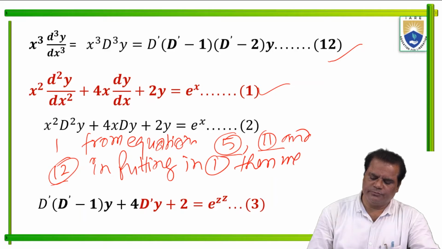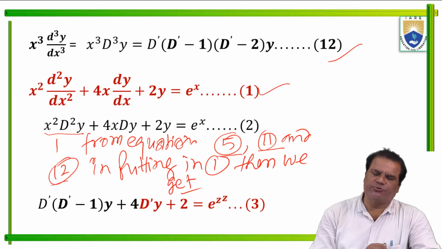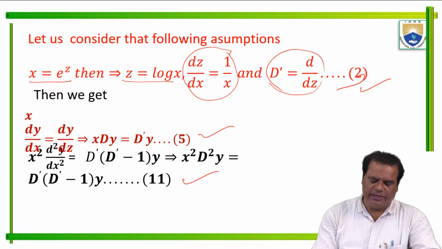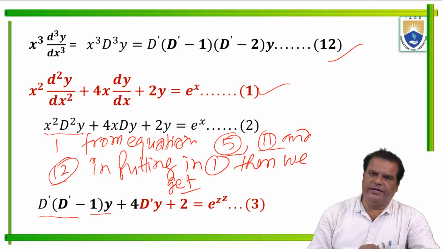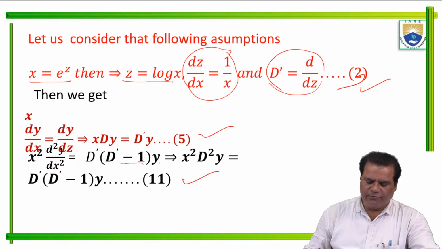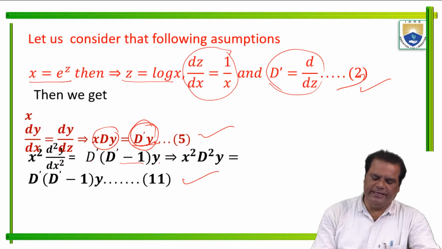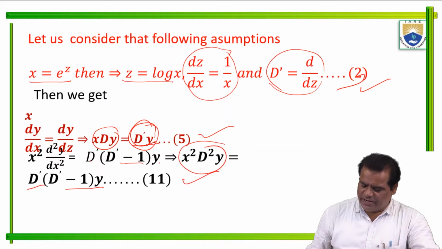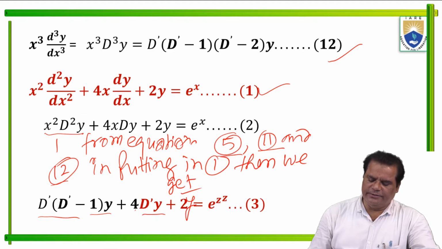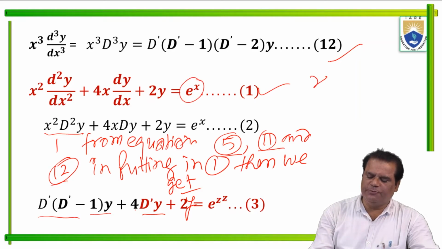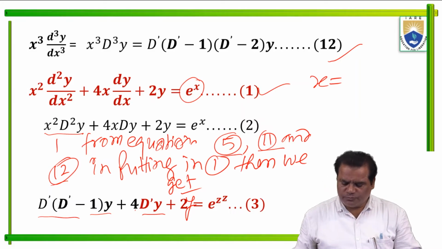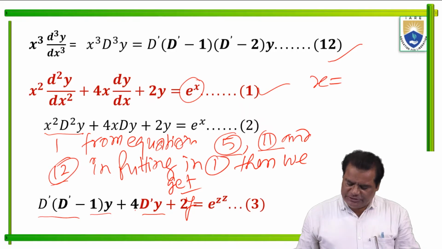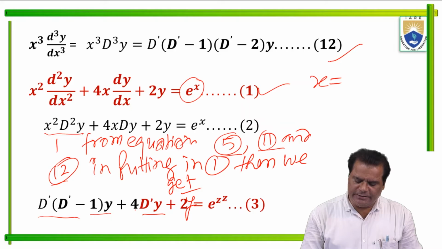Then we get x square d square y, from equation 11, is D'(D' minus 1) y. So I am putting this value D'(D' minus 1) y, plus 4x dy from equation 5, which is 4 D' y, plus 2y equals e to the power x. Here x is e to the power z, so the right side becomes e to the power z.